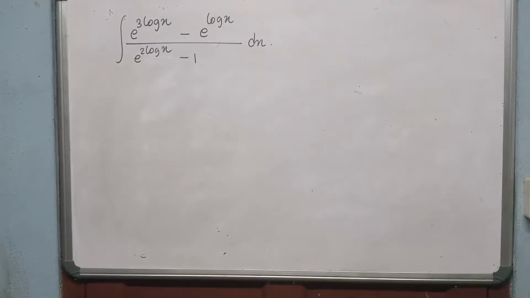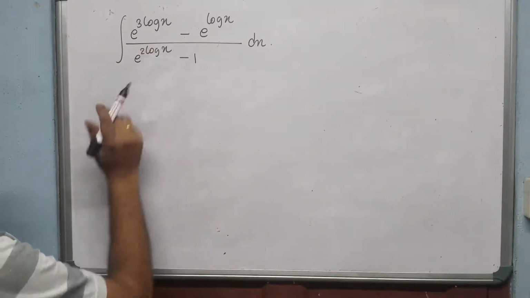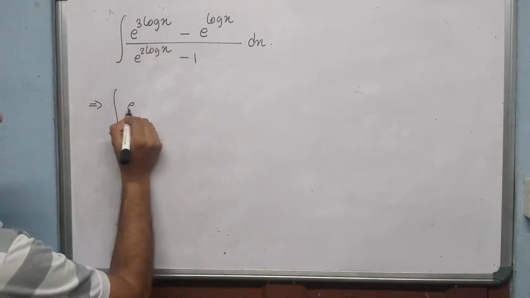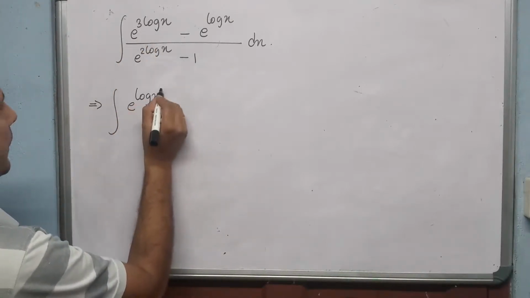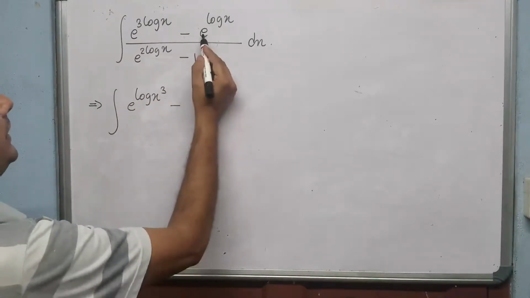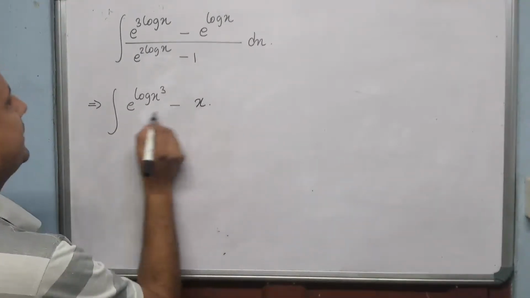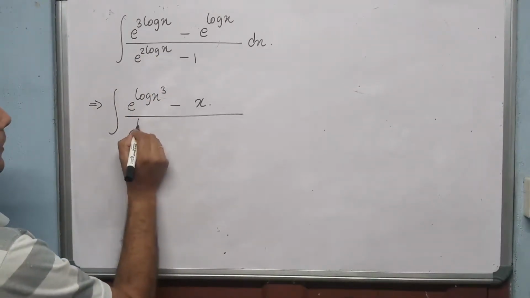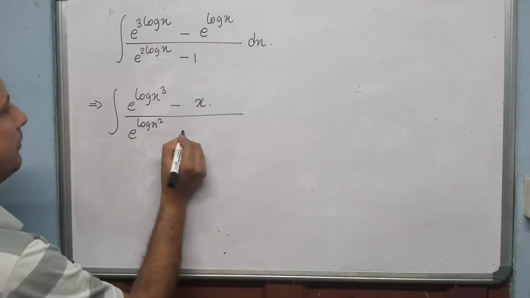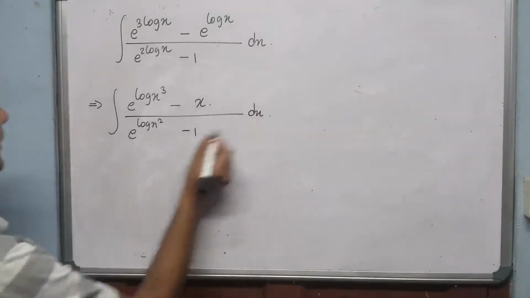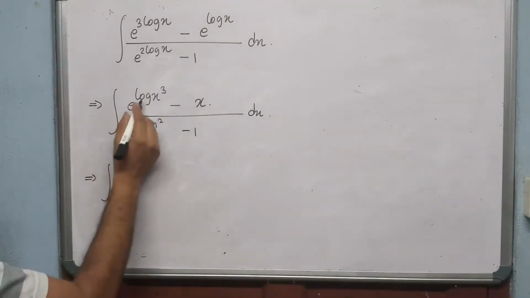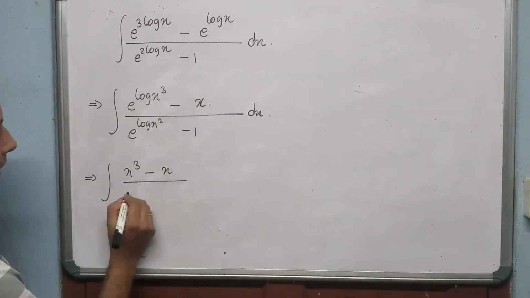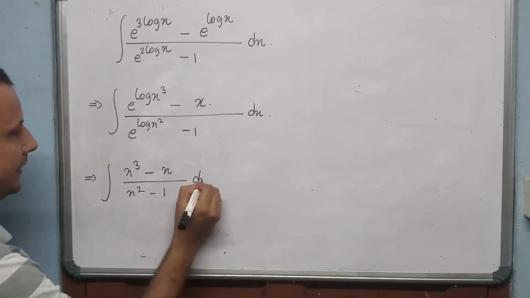Now this question is similar to the previous one. The same thing I'm going to apply over here. e to the power 3 log x means we can write (e to the power log x) cubed, minus e to the power log x, which is x, divided by e to the power 2 log x, which is (e to the power log x) square, minus 1 dx. Now, e to the power log x cube is x cubed, so x cubed minus x over x square minus 1 dx.